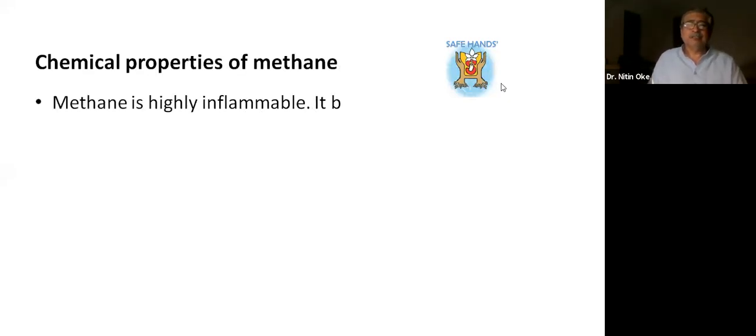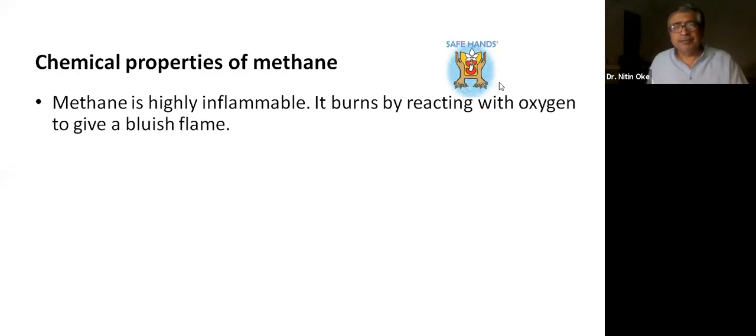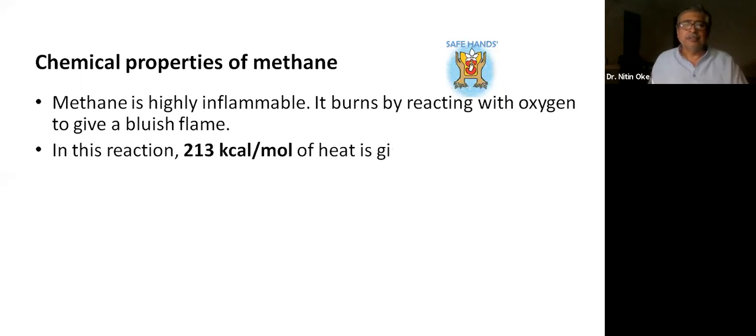Chemical properties. Methane is highly inflammable. It burns by reacting with oxygen to give a bluish flame, the flame which we see in our usual gas. In this reaction, it has a very high calorific value. This is known as calorific value. So it is 213 kilocalorie per mole. 1 mole when it burns gives 213 kilocalorie. So quite high, which is equivalent to kerosene. So many times methane is also used in rockets.